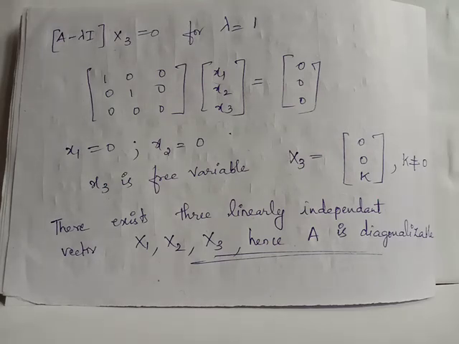Since we obtain three linearly independent eigenvectors x1, x2, x3 and the order of matrix A is 3, we can conclude that the given matrix A is diagonalizable even if it has repeated eigenvalues.